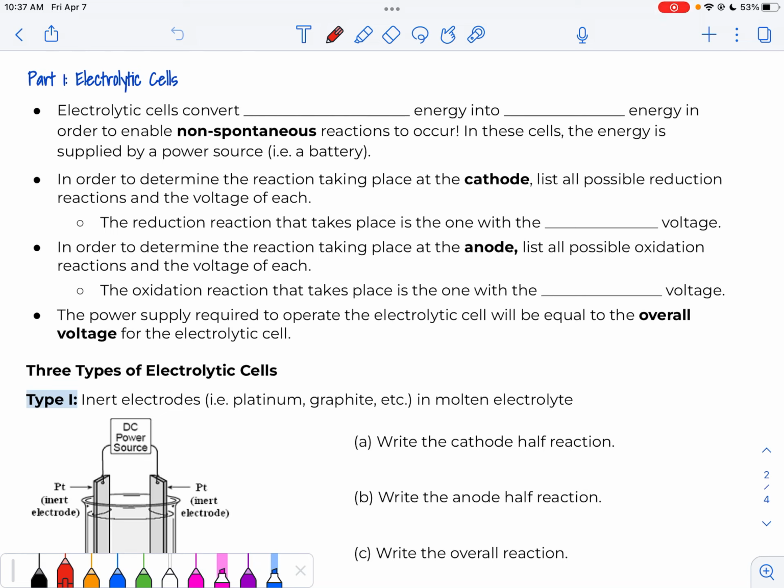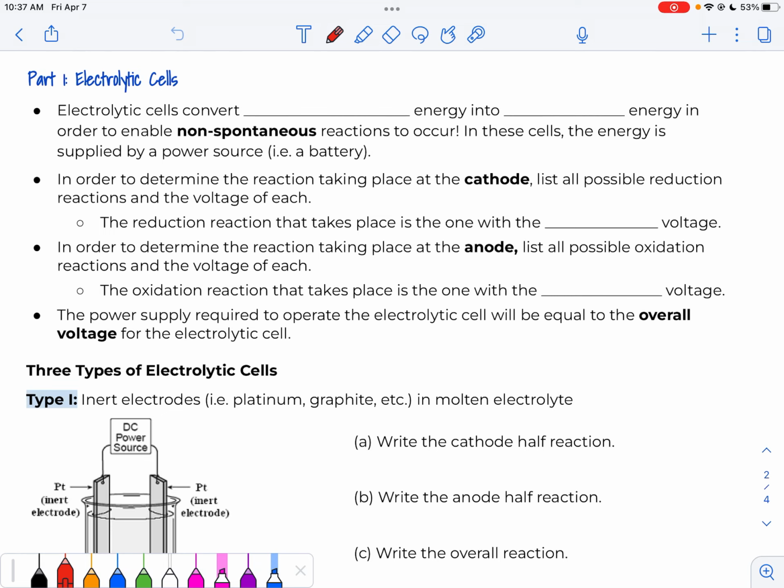So, we recently learned about galvanic cells, and the way that galvanic cells work is they take chemical energy and convert it into electrical energy. And they do this by harnessing the power of spontaneous or favorable redox reactions. So now we're going to learn about the electrolytic cell. And this one's a little bit different.